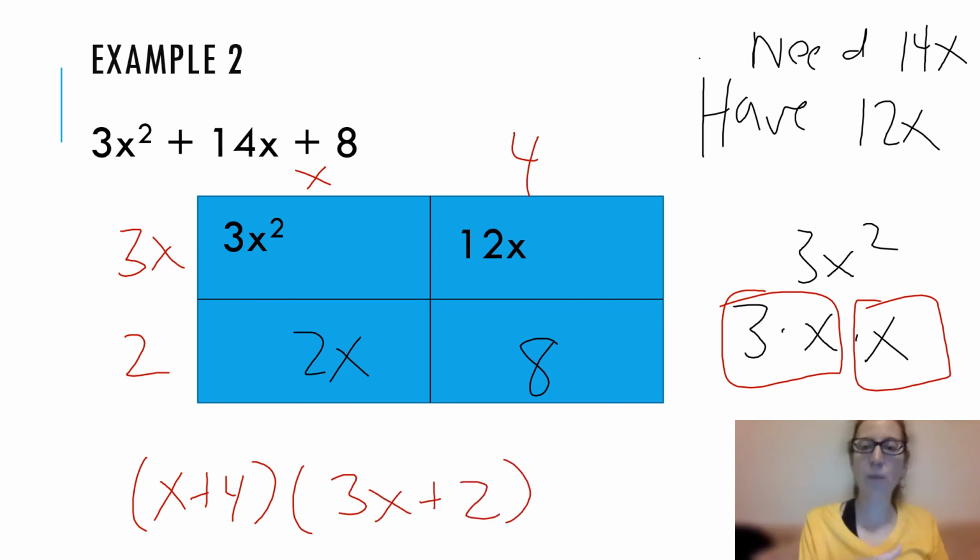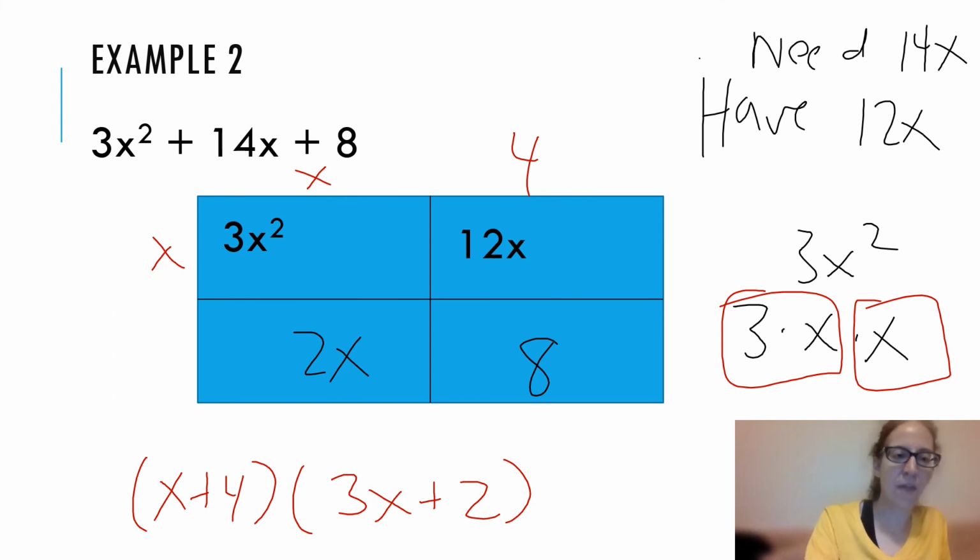Now let's go back quickly and address that question of how I knew that this had to be 3x here and x here. Well, let's just see what would happen if I had done it differently. Let's see how that would have worked. So let's say I had put the 3x right here and the x there.